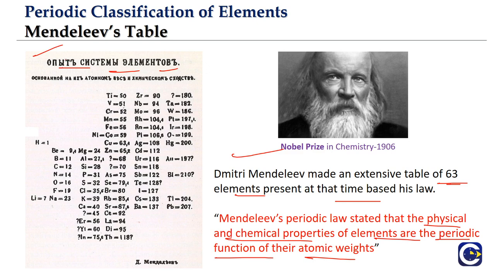Now, this version is like a rough sketch in terms of the elements and their respective atomic weights, because at that point of time the concept of atomic number was not known. In fact, atomic number is the basis for the modern form of the periodic table. While Mendeleev was creating the table, there was an issue at that time, because for a good number of elements there were uncertainties in terms of the atomic weights.